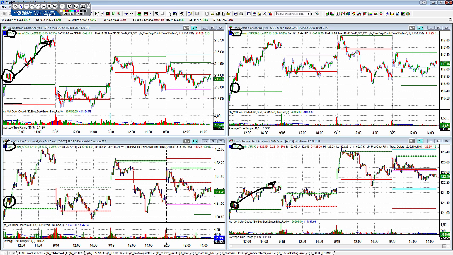In this case, it wasn't an up move. The SPYs started to move lower. But when the SPYs started to move lower, the Diamonds really didn't follow. And neither did the Qs, and certainly the IWMs did not.